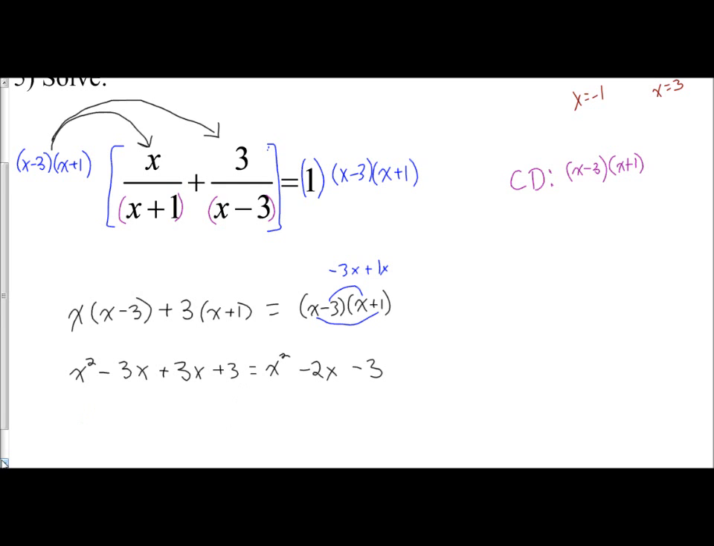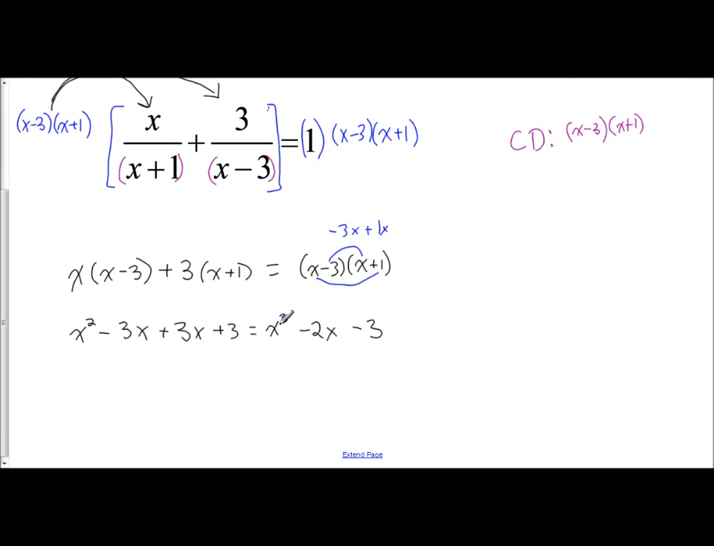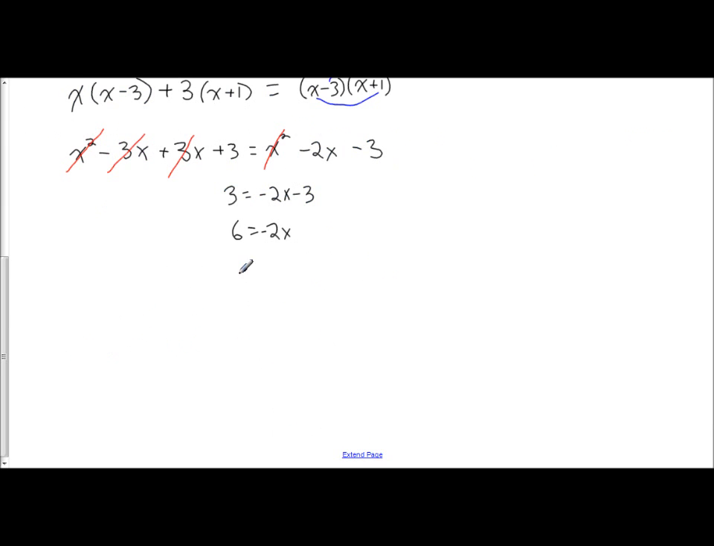Now here's the interesting part. I have an x squared on the right side and I have an x squared on the left side, so those can just cancel each other out. I also have a -3x plus 3x on the left side. I mean, those will cancel each other out. So the actual equation I'm solving is 3 equals -2x minus 3. So I would add 3, 6 equals -2x, and I would divide by -2, x equals -3.